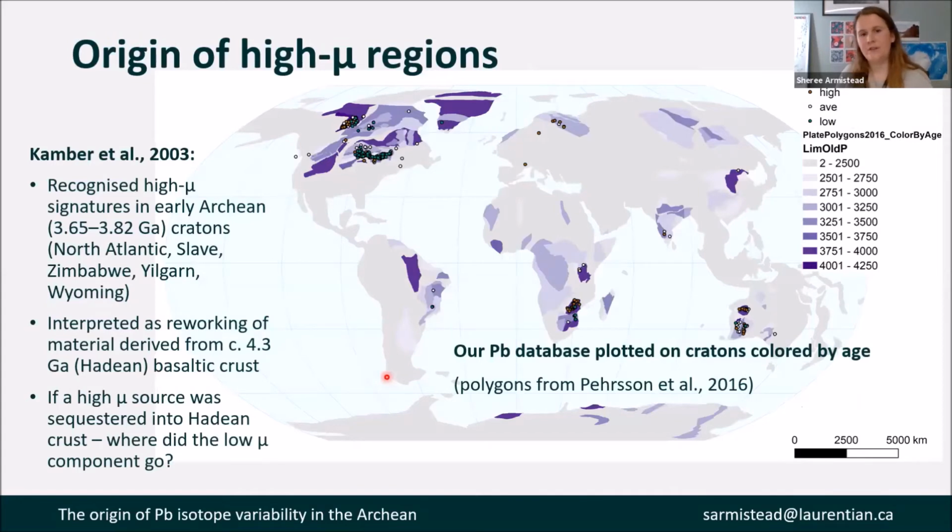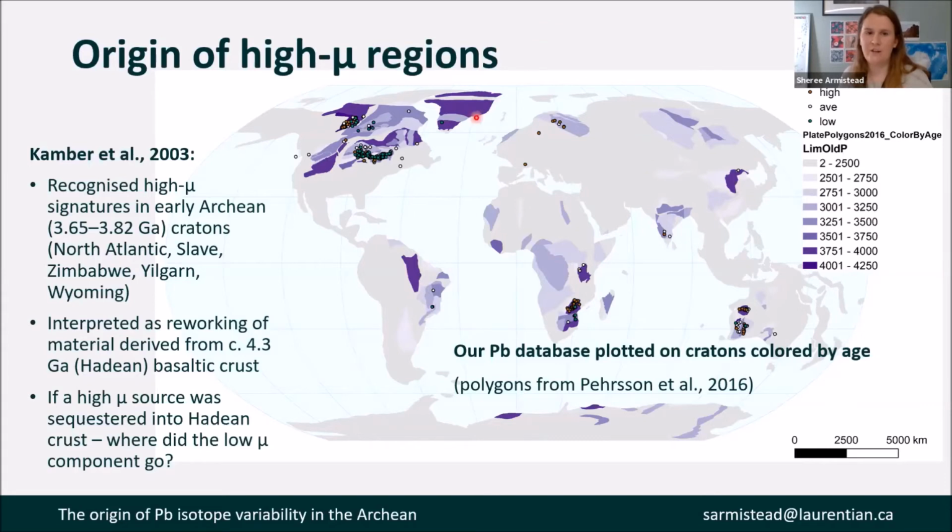And then following a similar line of thought, but sort of the opposite, this study, Kamber et al. 2003, they recognised that there are actually high mu regions in some early Archean cratons, so the North Atlantic, Slave, Zimbabwe, Yilgarn and Wyoming. And they interpreted this to be reworking of material derived from Hadean basaltic crust.